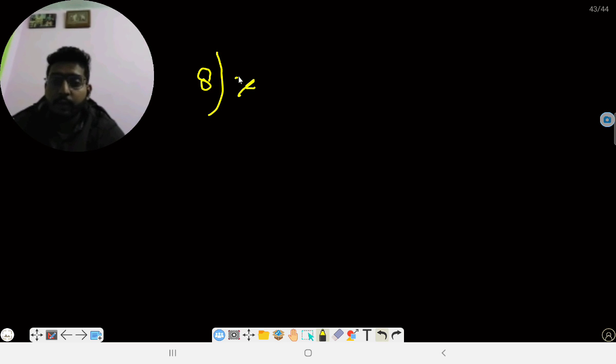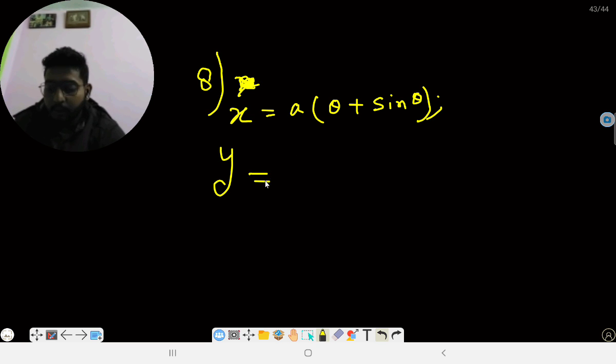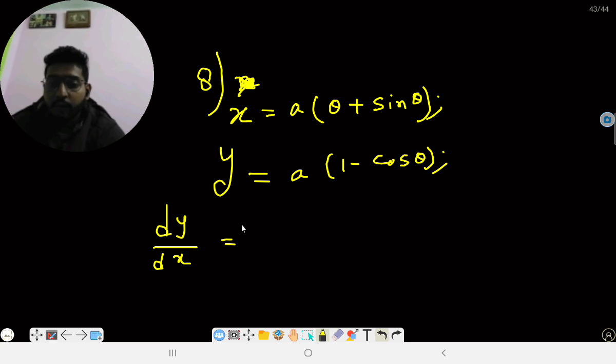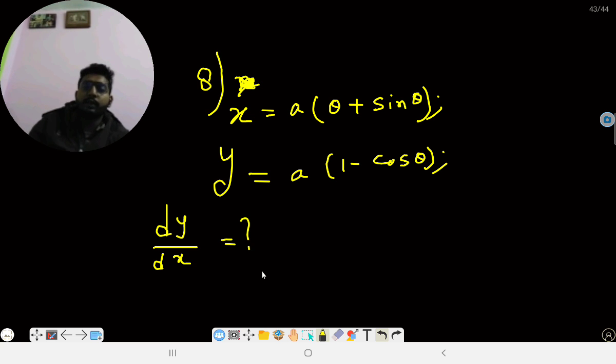Suppose x is given here, x is given a into (theta plus sine theta). So this is my x, and y is also given. Y is given here, y is given a into (1 minus cos theta). Now from these two we have to find dy dx. Okay, so this is the parametric form. X is given, y is given. Now from this we have to find the dy dx.